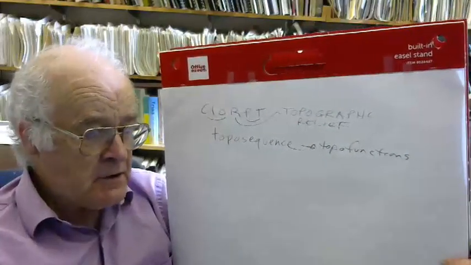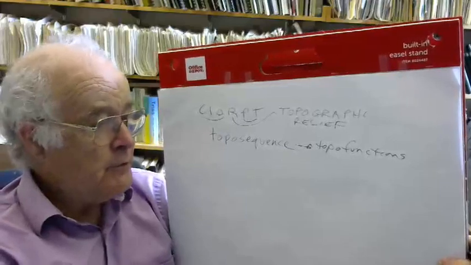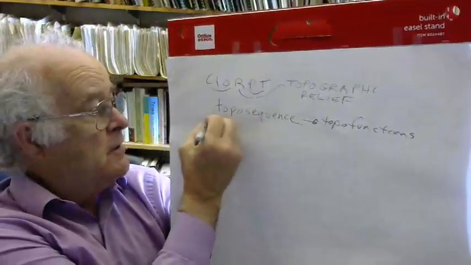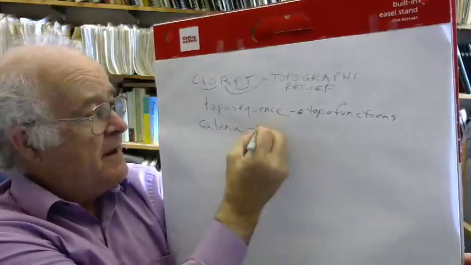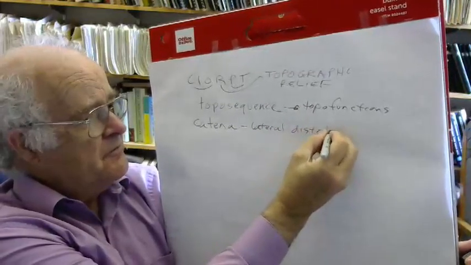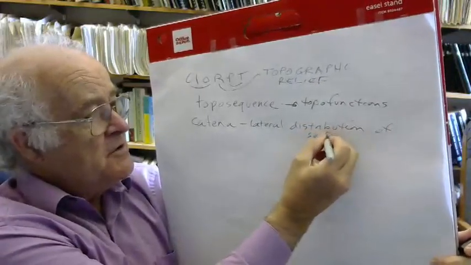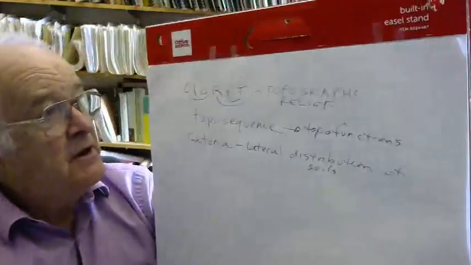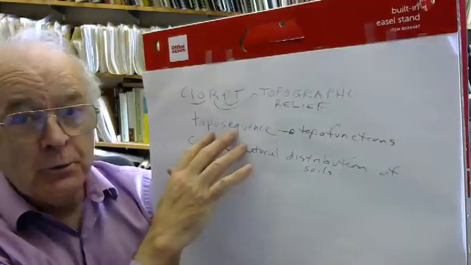That's going to be a relatively small area because climate and vegetation vary over quite a bit of distance. Now, the topofunction is not to be confused with catena. Catena is a lateral distribution of soils, because a catena is just a general lateral distribution of soils that can be observed in the modern world. Catena is not necessarily a toposequence.